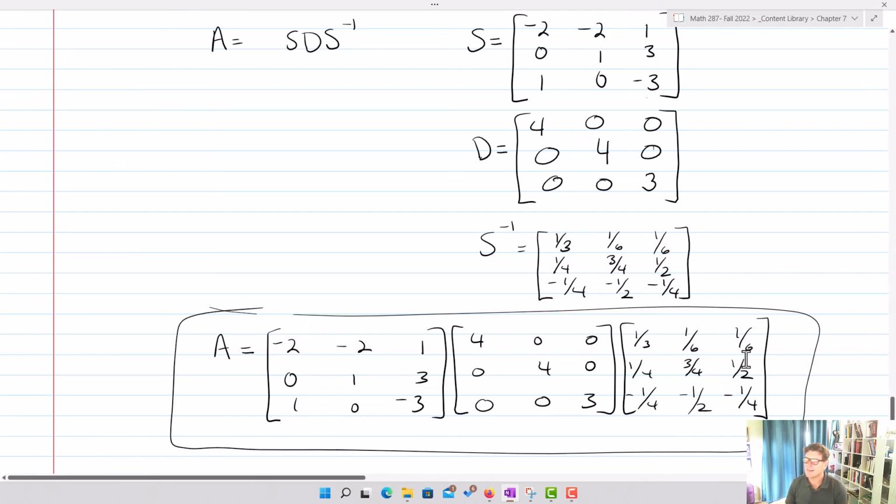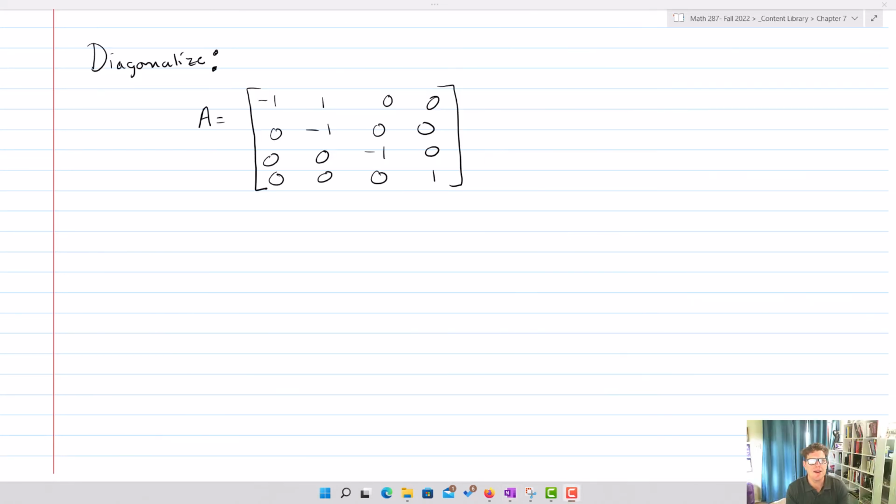All right, let's take a look at another example. Let's say we want to diagonalize this. We've got A equals negative 1, 1, 0, 0, 0, negative 1, 0, 0, 0, 0, negative 1, 0, 0, 0, 0, 1. Okay? So when we go through, we find our characteristic polynomial.